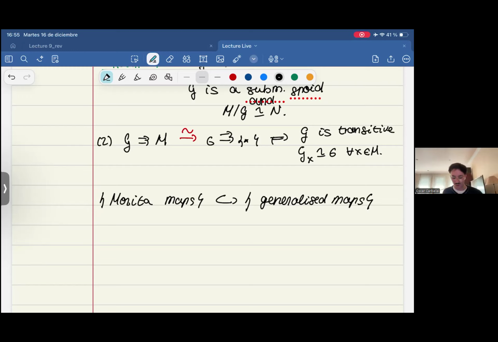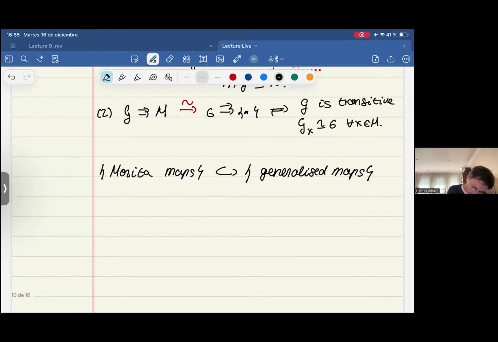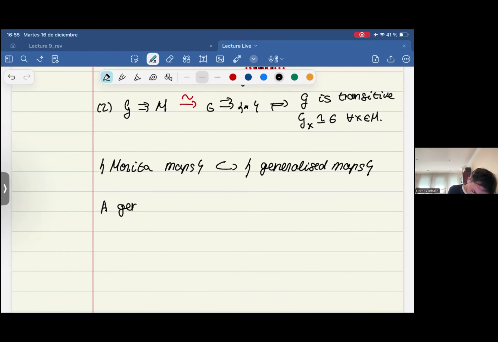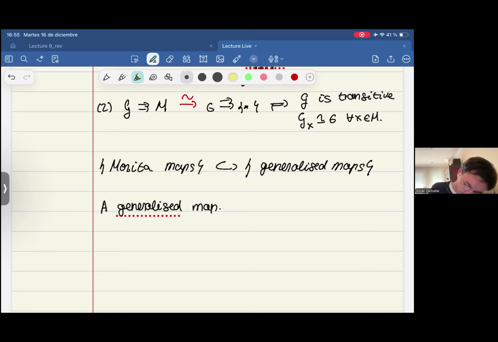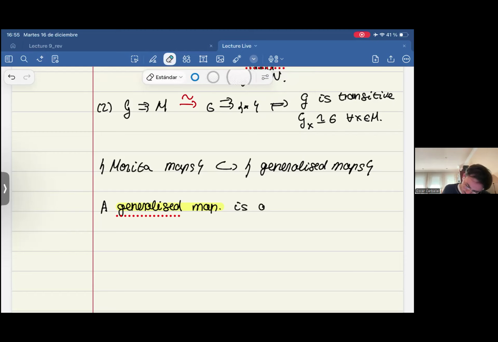And Morita maps are somehow invertible generalized maps, right? Well, so a generalized map between two Lie groupoids is like this philosophy of Morita maps. It's like using another Lie groupoid. It's a map which is defined in this way as a fraction, and you will see why right now. It's denoted in this way.